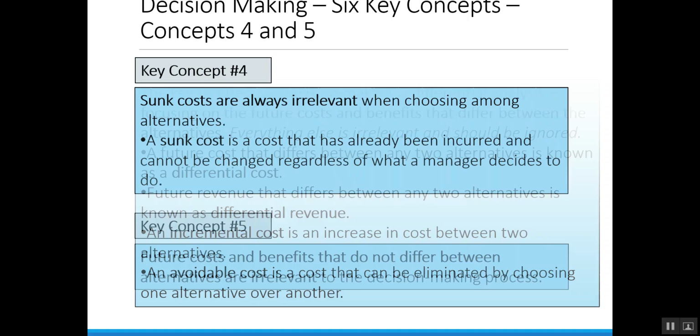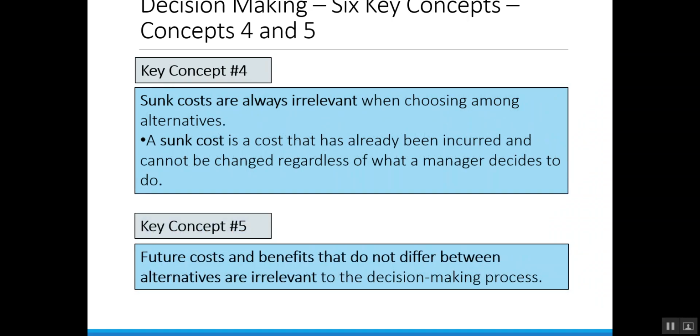And then one key point here, sunk costs are always irrelevant if we're looking at alternatives. A sunk cost is a cost that we've already paid for, it's already been incurred, and making a different decision will not change whether that cost has already been incurred or not.